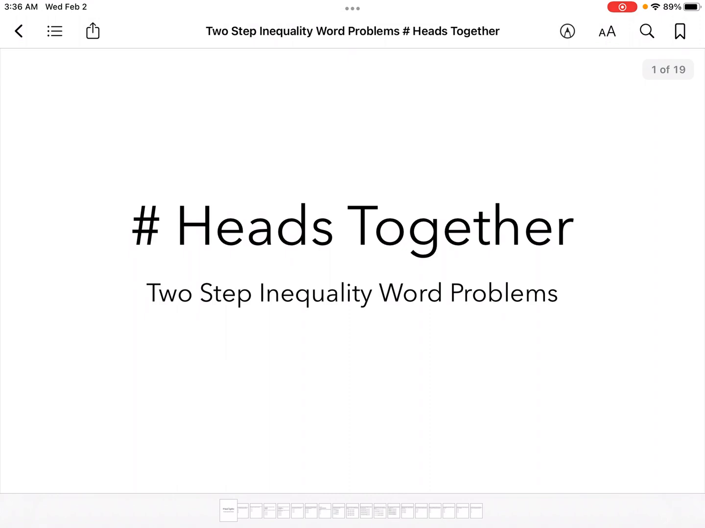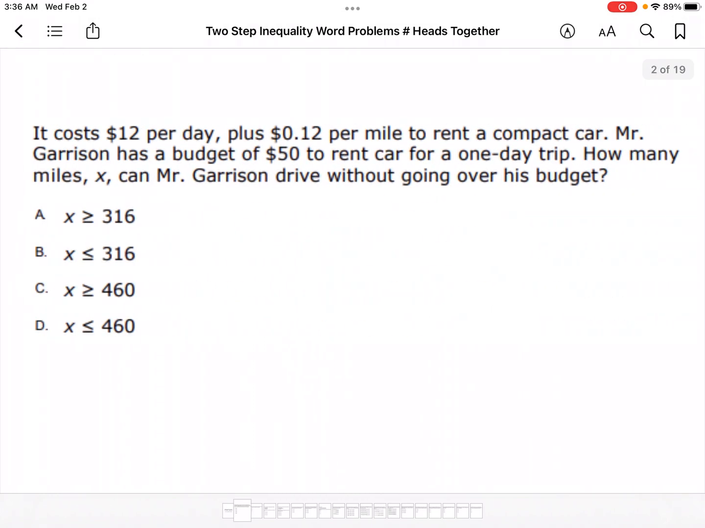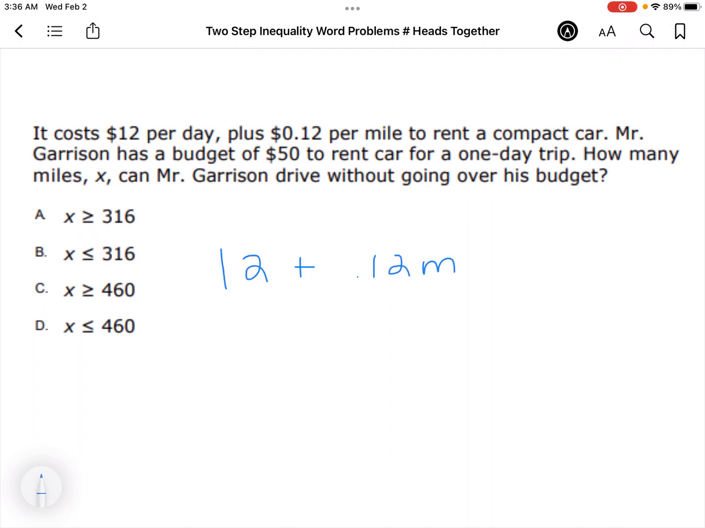We're doing numbered heads together, so we're doing two-step inequality word problems. It costs $12 per day plus 12 cents per mile to rent a compact car. So that's $12 plus 12 cents per mile to rent a compact car. They have a budget of $50, so that tells me that they can't spend more than $50. So it has to be less than or equal to $50.